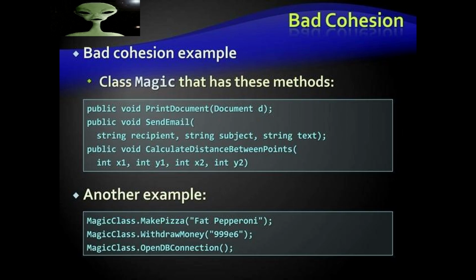An example of bad cohesion is this class, Magic, which has these methods: print document, send email, and calculate distance between points. None of these are related, and quite frankly, upsetting to look at. Another example is MagicClass.makePizza, MagicClass.withdrawMoney, and MagicClass.openDatabaseConnection.